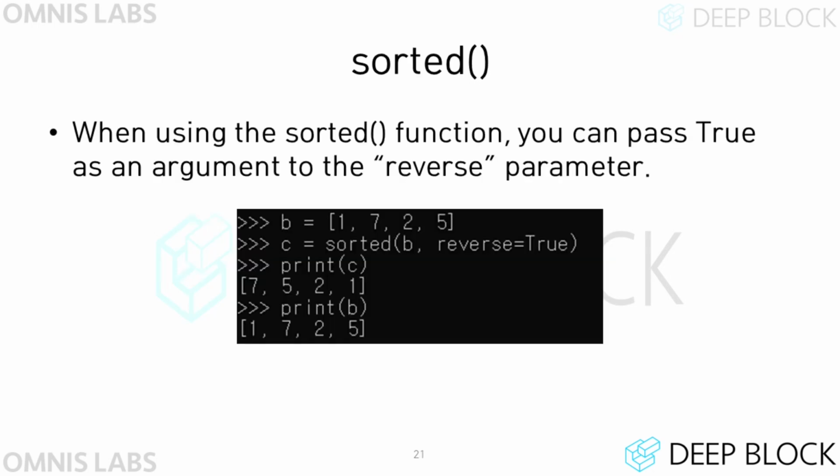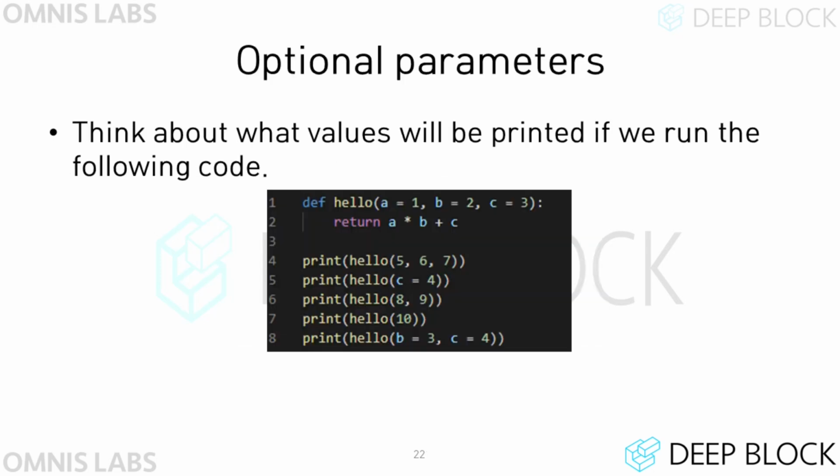The sorted function also has a parameter called reverse. If you want to make a list C in which the elements of list B are sorted in descending order, as shown on the slide, you can set the reverse parameter to True when calling the sorted function. A parameter with a default value like reverse is called an optional parameter. There are a few things to note when calling a function with these optional parameters.